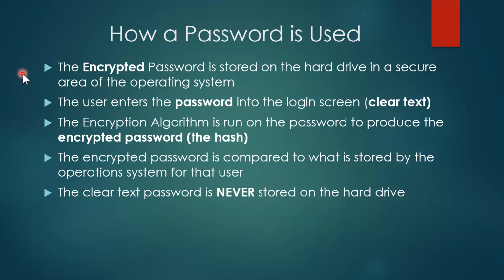So how is a password used? Well, the encrypted password is stored on the hard drive in a secure area of the operating system. And even if somebody gets the encrypted password, it's not the end of the world. The user enters the clear text password into the login screen. The encryption algorithm is run on the clear text password, and it creates the encrypted password, the hash. Now, the hash is what's stored in the password file.